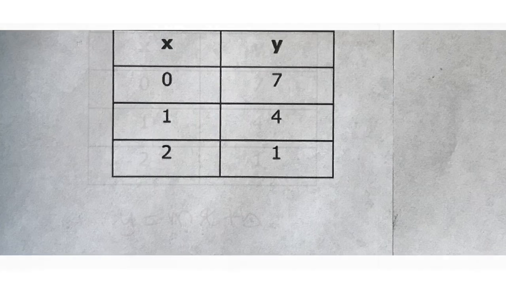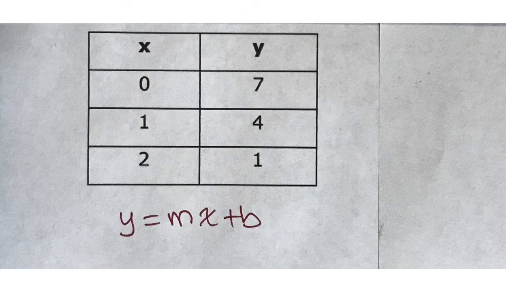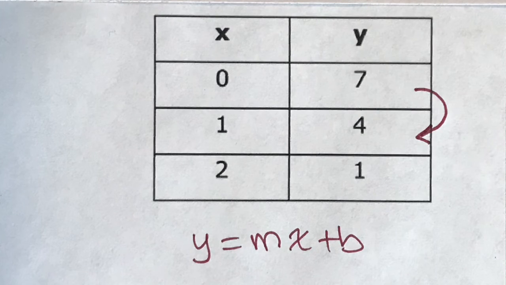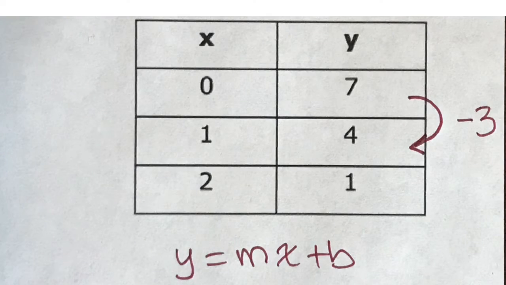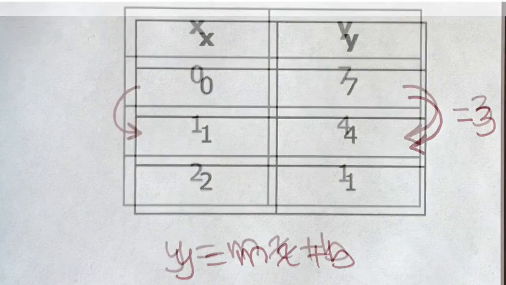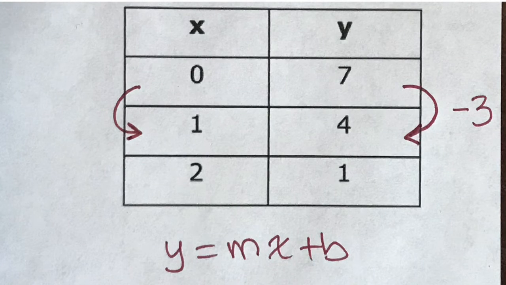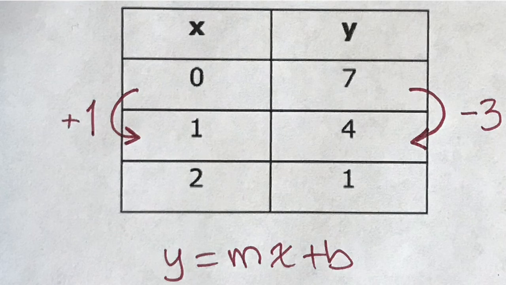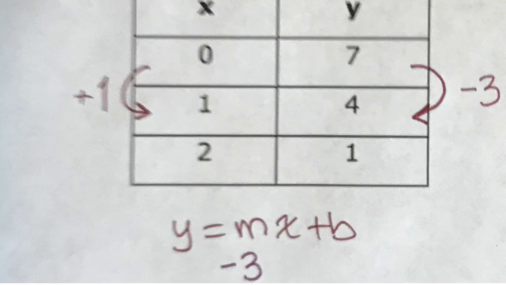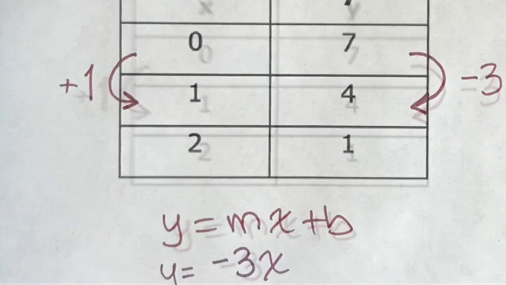Now let's look at another table. In this table, it seems to be vertical columns. Same procedure though. We start with the formula y equals mx plus b, and we're going to find the change in y over the change in x. In this case, the y numbers seem to be going down. So from 7 to 4 is minus 3, or negative 3. The corresponding numbers on the x side from 0 to 1 is plus 1. Now I can take these two numbers and make them a ratio. They happen to simplify to negative 3. So now I have the slope of negative 3.